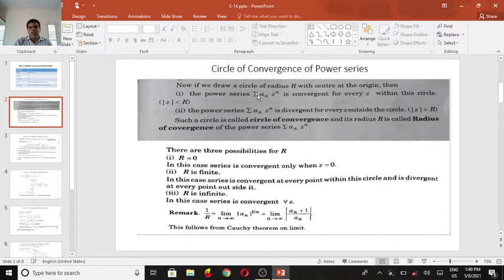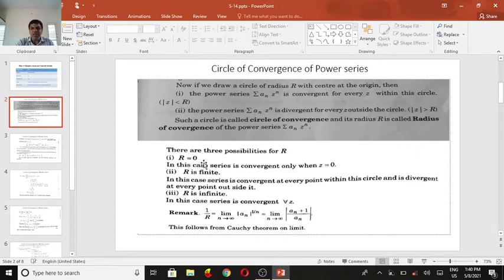Now we draw a circle of radius r with the center at the origin. Then first, the power series summation an z^n is convergent for z within this circle, mod z less than r. Second, the power series summation an z^n is divergent for every z outside the circle, mod z greater than r. Such a circle is called a circle of convergence and its radius r is called the radius of convergence of the power series summation an z^n.